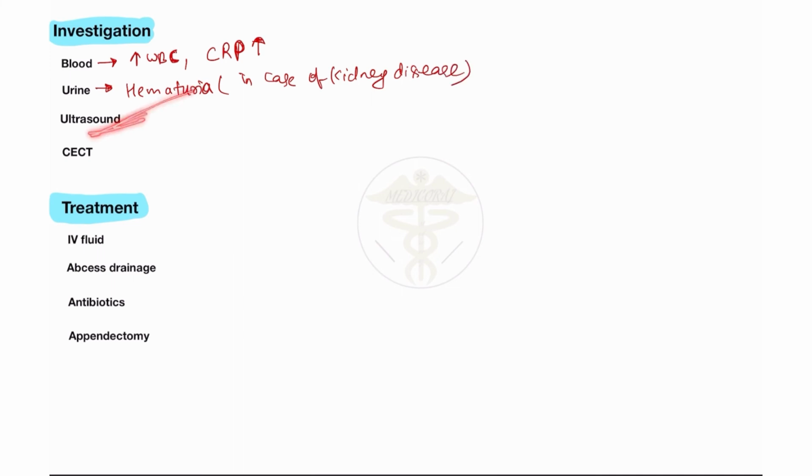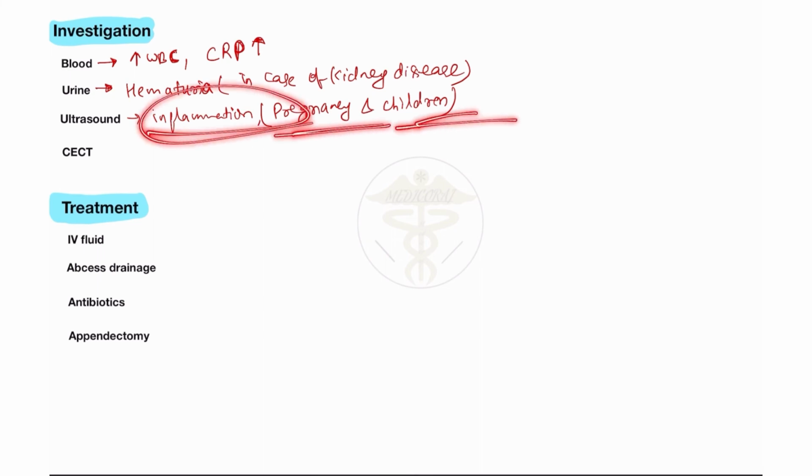Third is the ultrasound. You will do the ultrasound of the patient, and you will see acute appendicitis, meaning inflammation of the appendix, in the ultrasound. This is mostly done in pregnancy and in children, because CECT is not used in case of pregnancy and children. So we will do ultrasound for acute appendicitis.